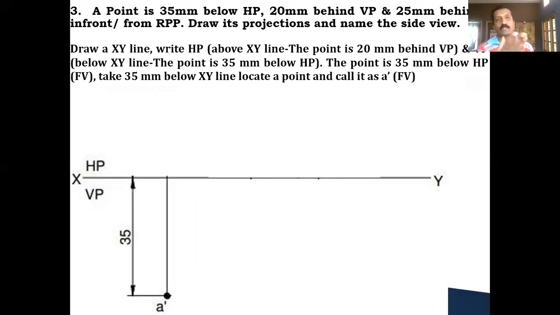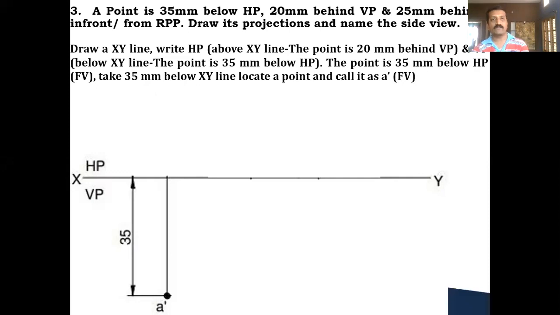Coming to the next example which I have taken. A point is 35 millimeter below HP, 20 millimeter behind VP, and 25 millimeter from RPP. Draw its projection and name the side view as given. So let me take the first sentence.